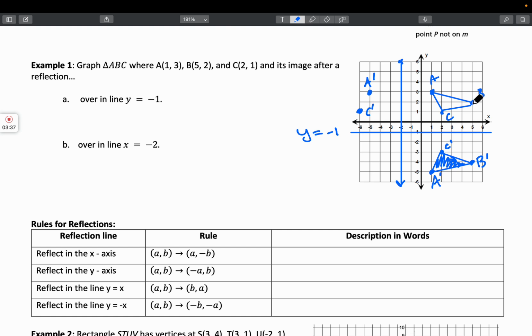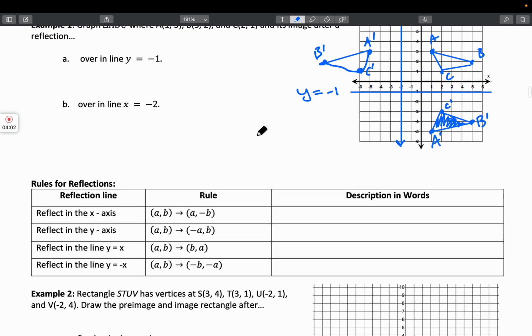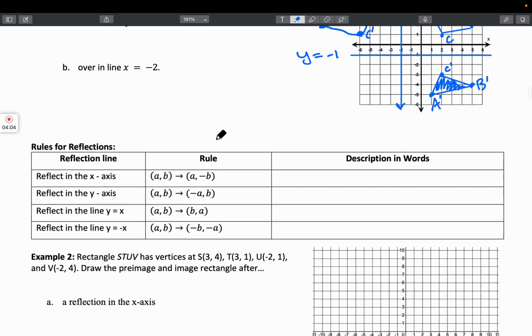And then B prime is going to go from 5 here all the way to -2. That's 7. So now we have to go from -2, 7 more. That's going to put us out here at -9. Let's just say this is B prime. And again, if we were to graph this triangle, you would see that reflection over that vertical line, x equals -2. Okay, those are some horizontal and vertical line reflections.